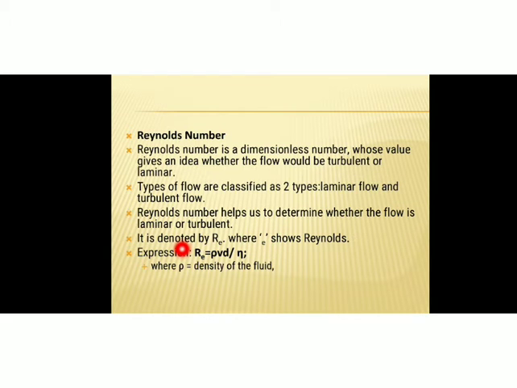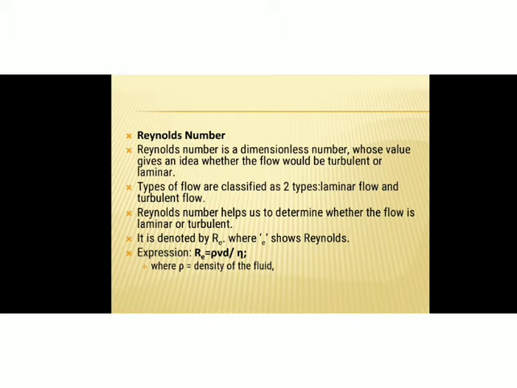Reynolds number is denoted by Re, where e shows Reynolds. The expression for Re is rho V d by eta, where rho is the density of the fluid, V is the velocity or speed of the fluid, and D is the dimension of the pipe. And eta, we have already studied about eta. Eta is the coefficient of viscosity of the liquid.